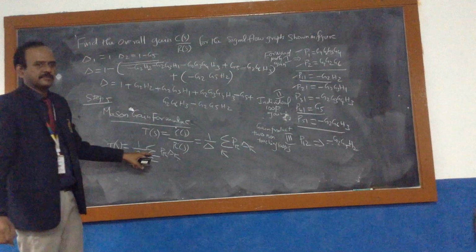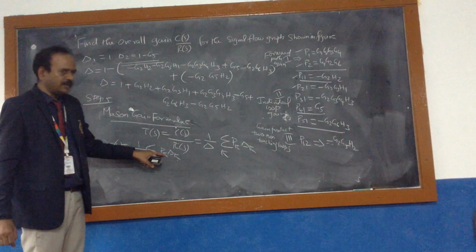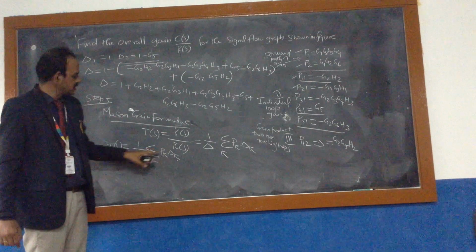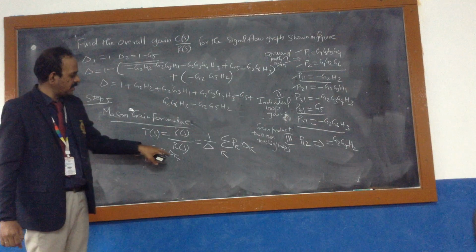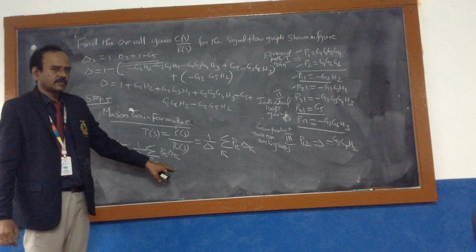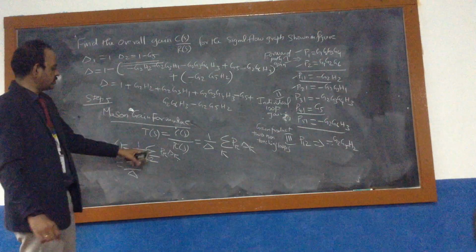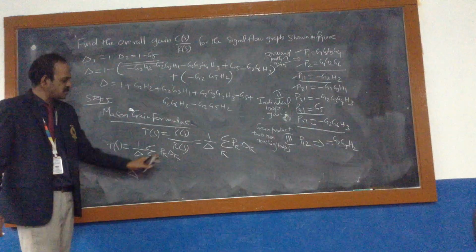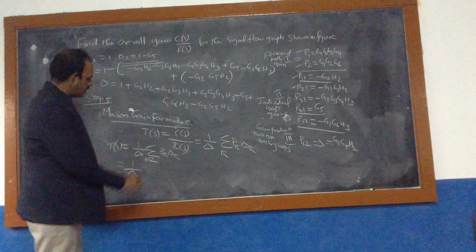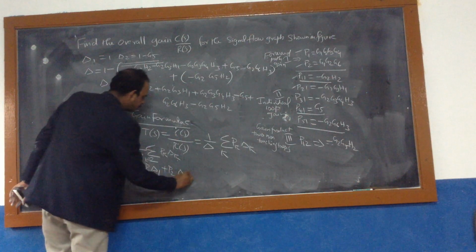Since this is a summation over K, we expand the summation: K equal to 1, what is it? K equal to 2, what is it? Just substitute K. K equal to 1 gives P1 del 1. K equal to 2 gives P1 del 1 plus P2 del 2. So 1 by del, summation over K, just expand as P1 del 1 plus P2 del 2.